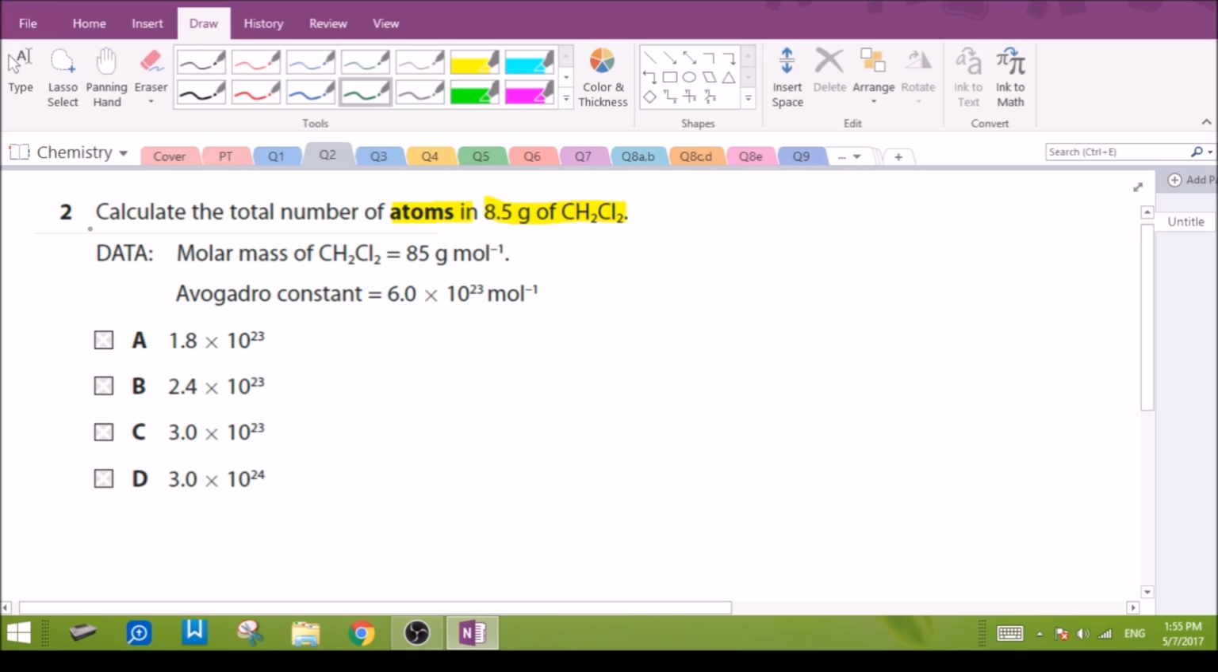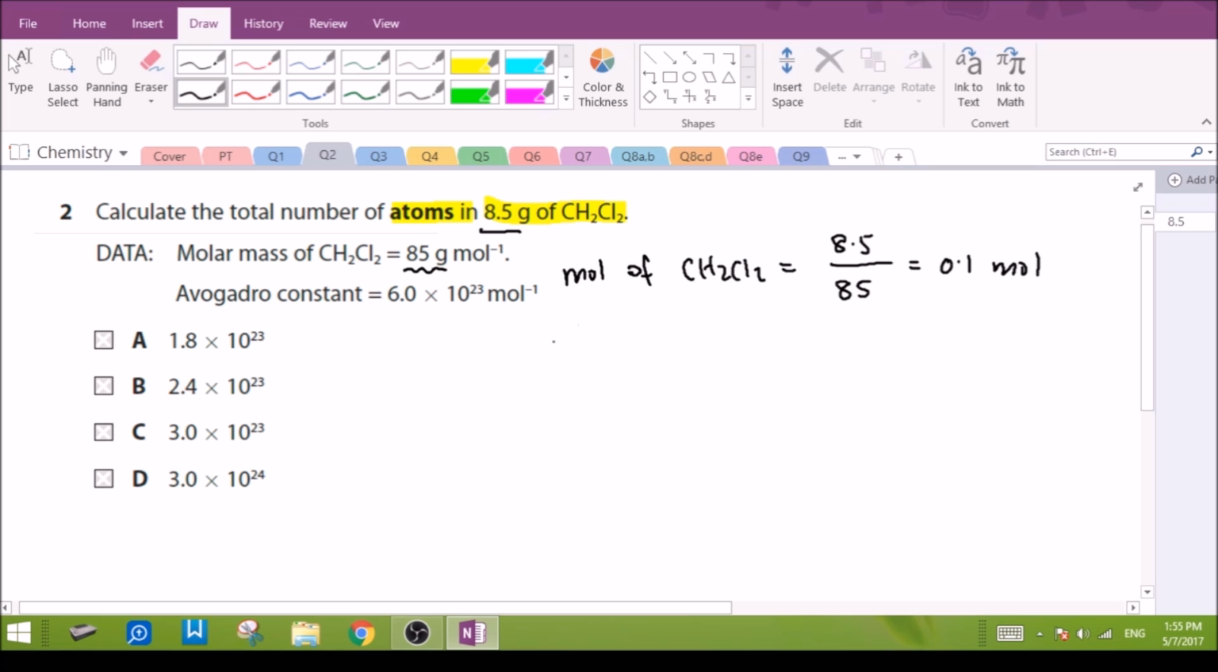Number 2, calculate the total number of atoms in 8.5 grams of dichloromethane. So first of all, we can try to find out the moles of dichloromethane. That will be the mass over the molar mass, 85. So we have 0.1 mole of dichloromethane.